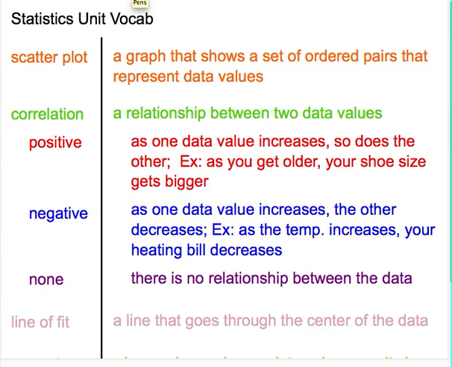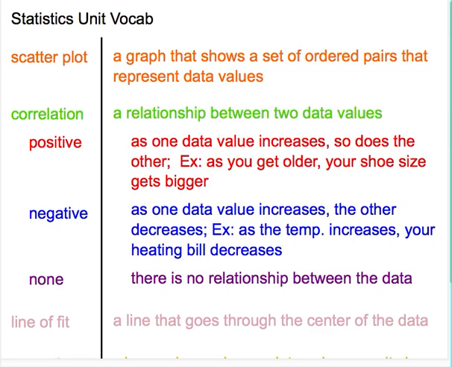Today we're going to take a look at scatter plots. What scatter plots do is show you if there's some sort of relationship between two data values. So you create a coordinate plane and you plot your data values on the coordinate plane, and then you can tell if there's any sort of relationship between the two data values. That would be called correlation.